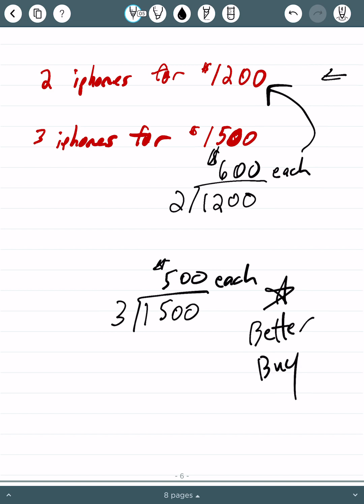Okay, remember, all that unit rates are, or better buy, finding unit rate, is a division question, and you're finding the cost of one of whatever we're talking about.